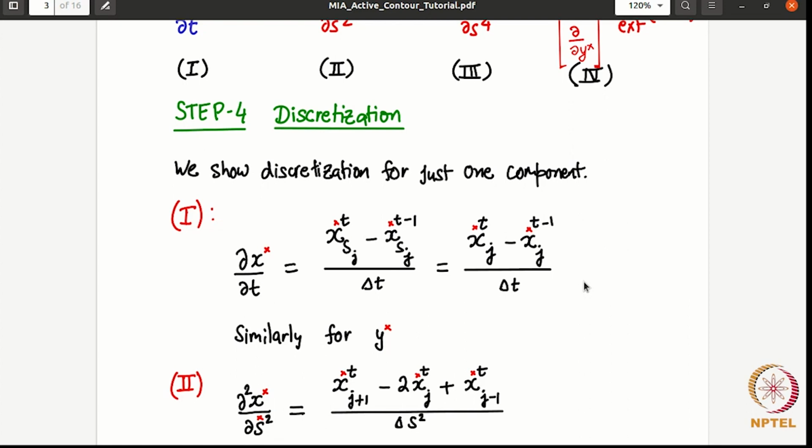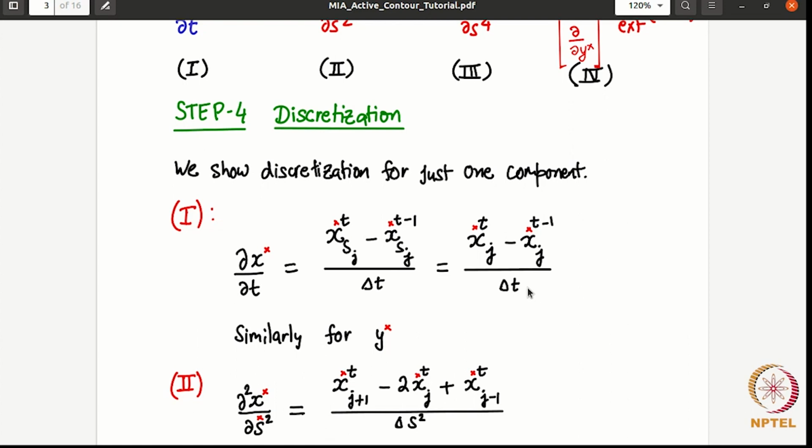So the unsteady term is approximated with the help of backward difference formula, which you can see here. x star j, here it is t minus 1, right? For simplification in shorthand, we can write x star j as xj. So xj at t minus xj at t minus 1 upon delta t. So this is the backward difference approximation of unsteady term.